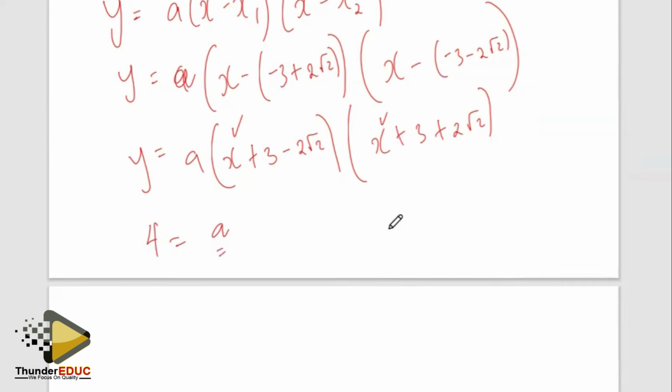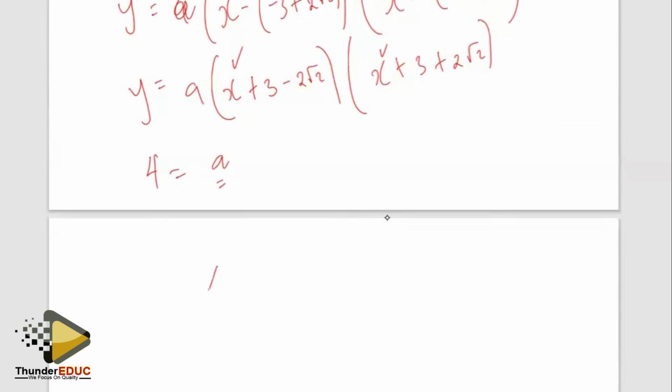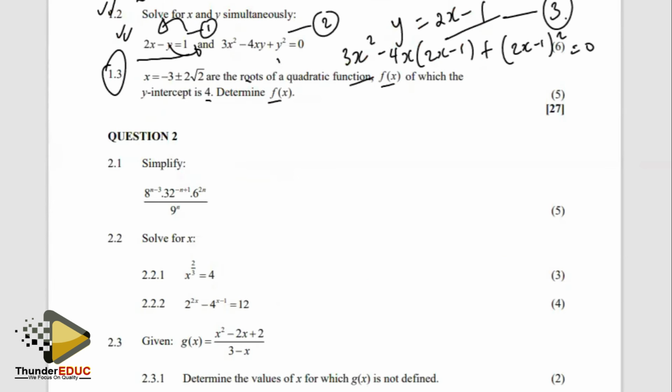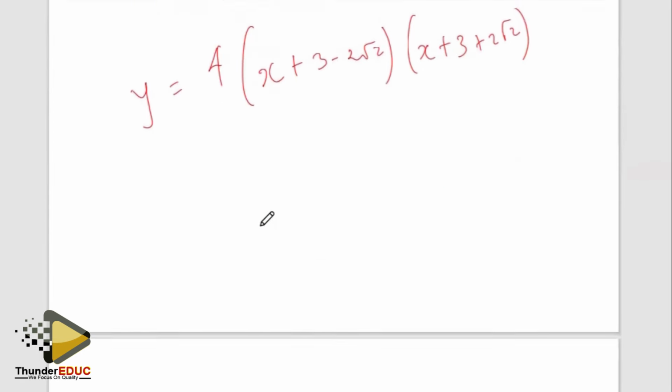Then I just have to substitute that. So 4 into x plus 3 minus 2 root 2 into x plus 3 plus 2 root 2. We could leave it like this. I mean, they never said they want it in which other form. Had it been that it was x squared plus bx plus c, yes, we would have gone ahead to do that. But if people want to do that, yes, we can do that.